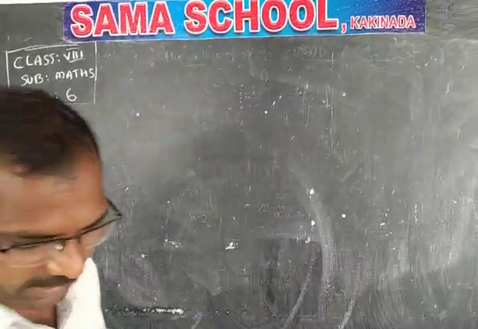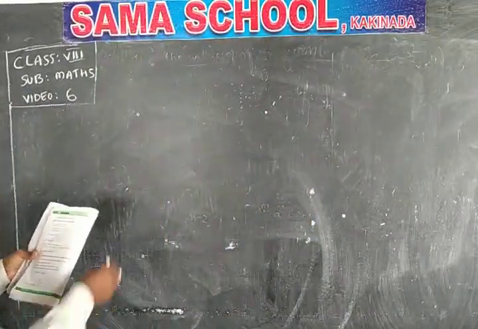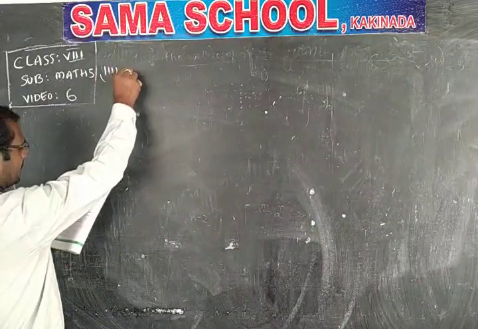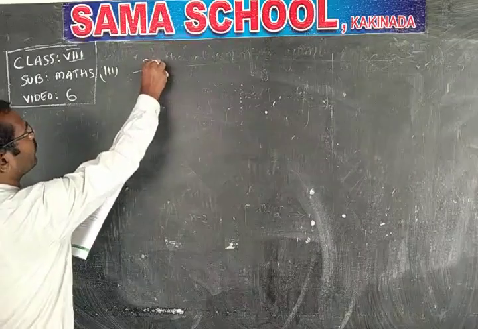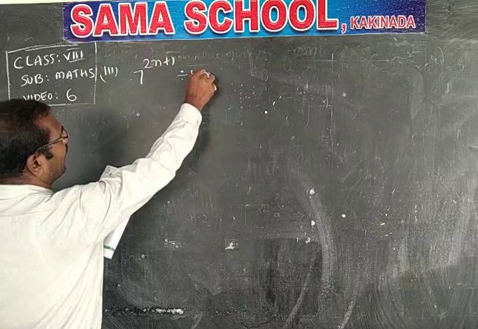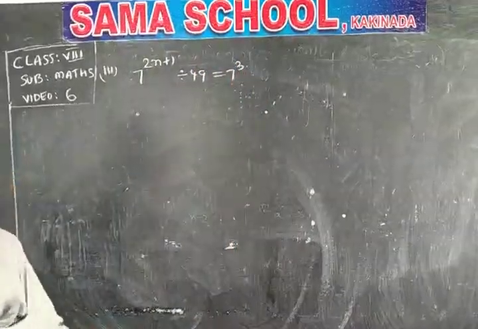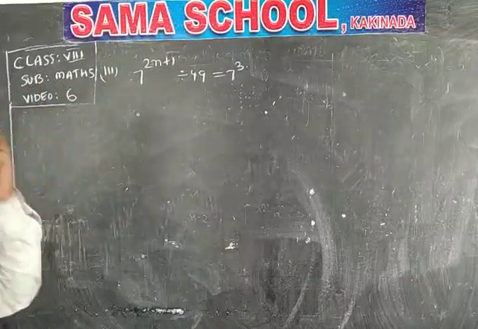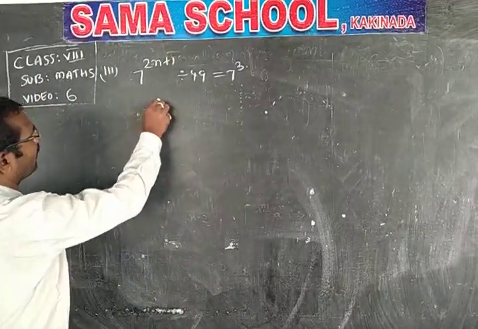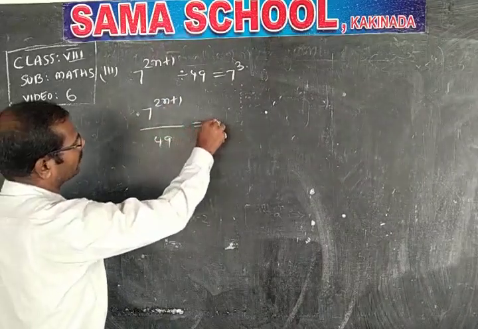What is the next sum given? Here the third sum is given like this: 7 power 2n plus 1 divided by 49 is equal to 7 cube. Very easy sum, easy model. You can write it as 7 power 2n plus 1 divided by 49 is equal to 7 cube.